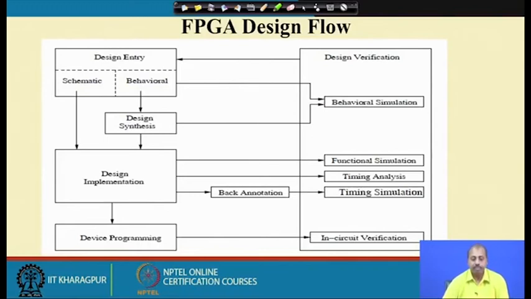So, the overall FPGA design flow is like this. No FPGA based designs are done manually. First of all it goes through a design entry phase. In the design entry phase, it can be either by a schematic entry or it may be a behavioral entry. Schematic entry means you draw your circuit in terms of AND or NAND gates and say flip flops and all. Normally FPGA vendors provide you some logic libraries. We take the elements from that logic library and draw our schematic in terms of that.